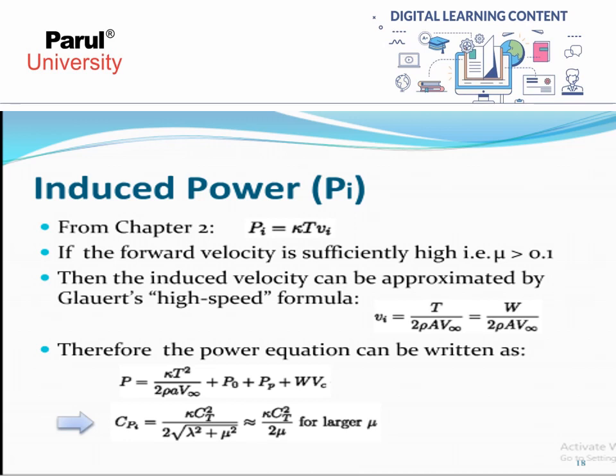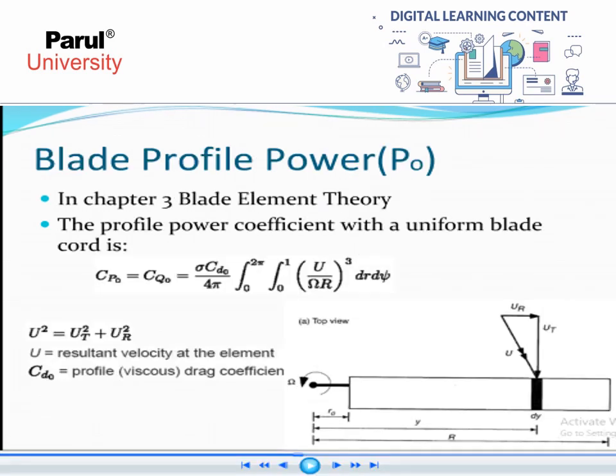Now the next thing is the blade profile power. The blade profile power P naught, from chapter 3 blade element theory: the profile power coefficient with a uniform blade chord is Cp naught equal to Cq naught equal to sigma Cd naught by 4 pi, integration 0 to 2 pi, integration 0 to 1, in bracket U by omega R to the power of 3, into dr into d psi. Now U square is equal to Ut square plus Ur square. U is the resultant velocity at the element, and Cd naught is the profile viscous drag coefficient.